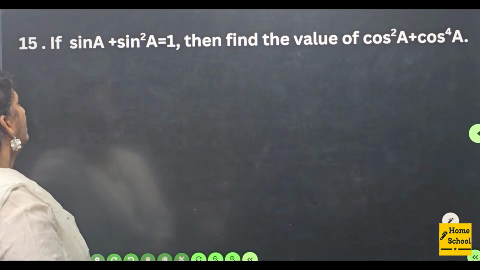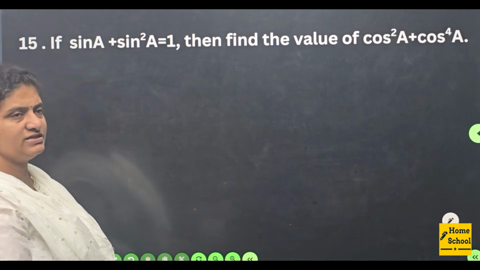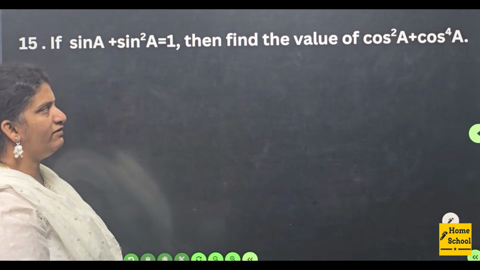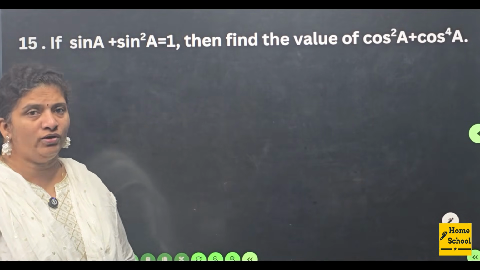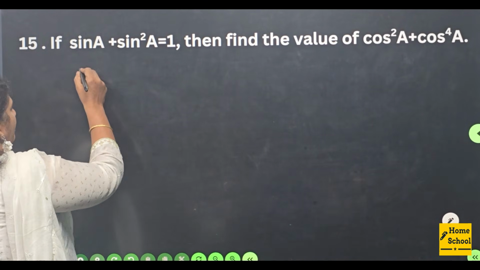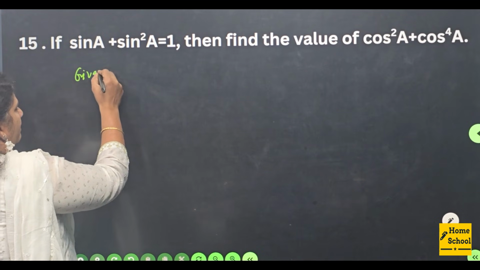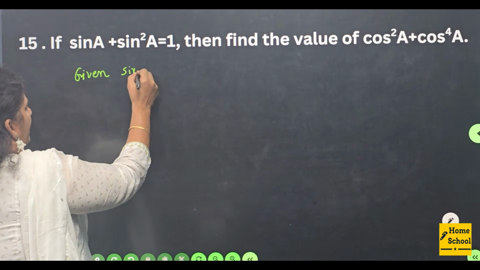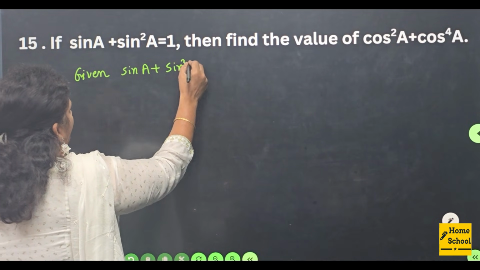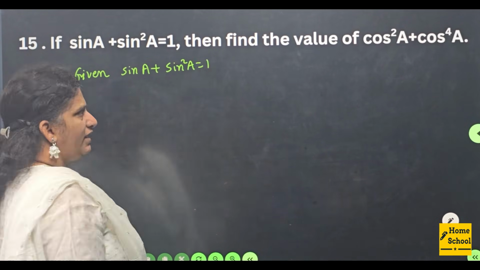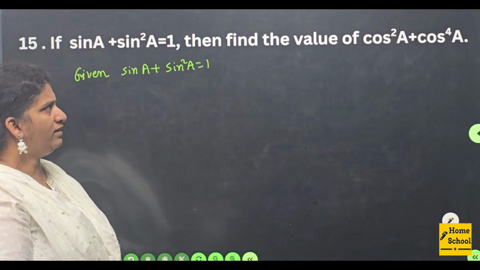15th one. If sin A plus sin square A is equal to 1, then find the value of cos square A plus cos power 4A. Given sin A plus sin square A is equal to 1. Can we do further this one?